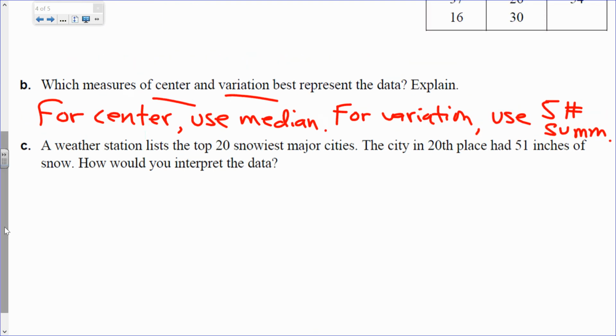Nice. Last question and we're done. Here we go. A weather station lists the top 20 snowiest major cities. The city in 20th place had 51 inches of snow. How would you interpret the data? So in other words, how would you interpret 51 inches of snow? Well, let's look at our data.